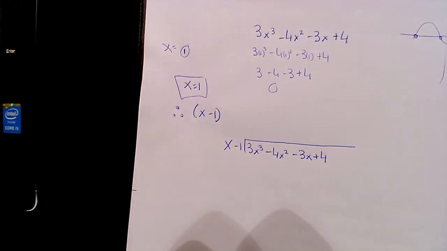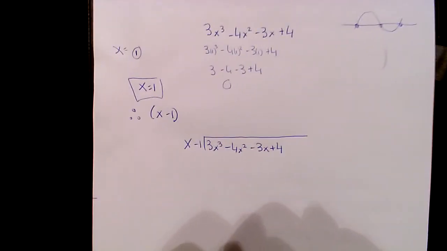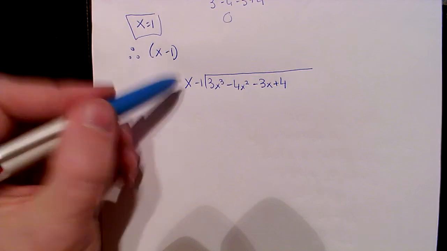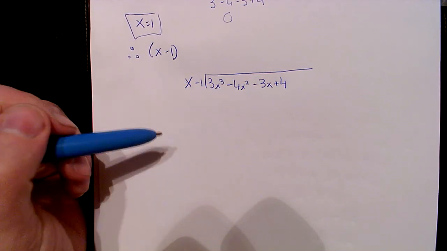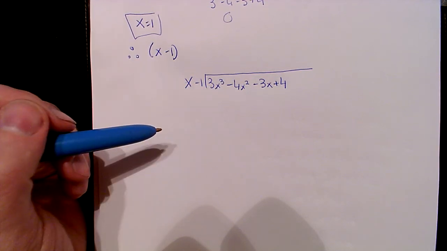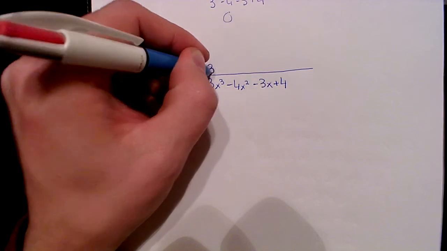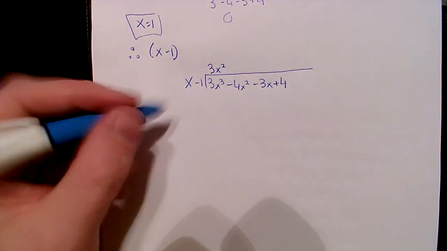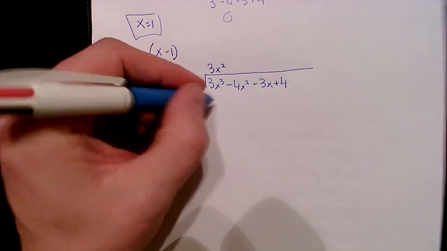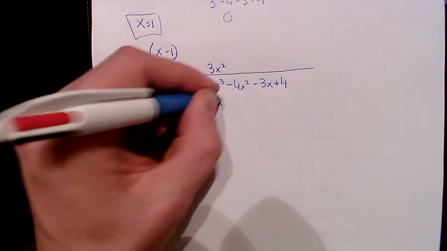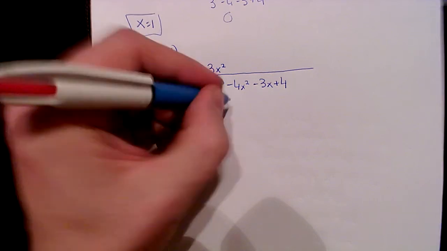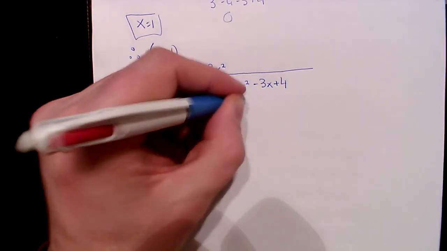Okay, again, you might like your box method. I don't mind if you want to do it the box method way, but I like this way. So this is the way I'm going to do it. So what do I have to do to x to get 3x cubed? Well, I multiply it by 3x squared. Okay, so x multiplied by 3x squared is 3x cubed, and then minus 1 multiplied by 3x squared is minus 3x squared.